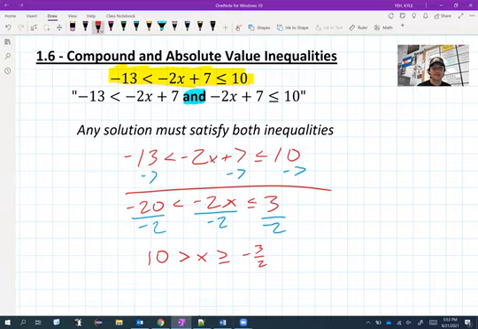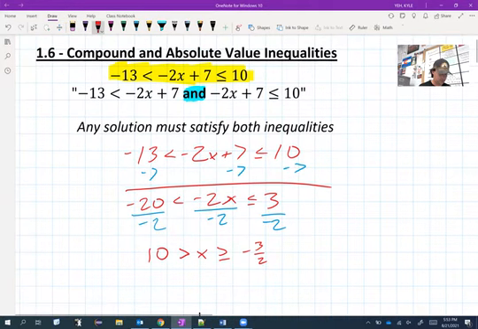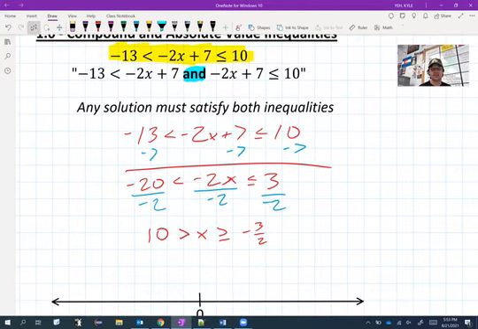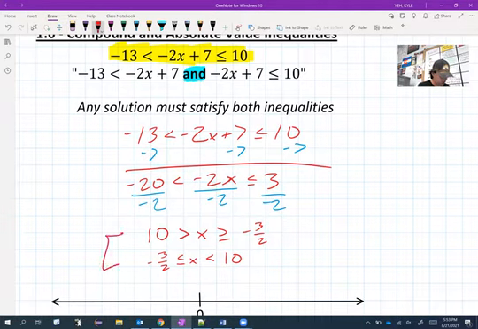And just because how we are used to seeing it is kind of the other way, the lesser value on the left, I'm going to flip this. I'm just going to say, okay, so negative 3 halves is less than or equal to x is less than 10. Both of these two lines say the exact same thing. It's just the bottom one is how we're more used to seeing it.